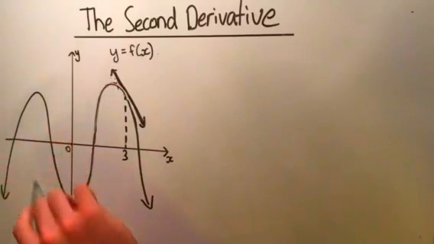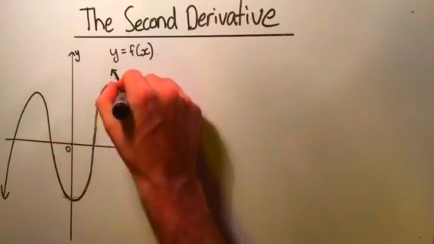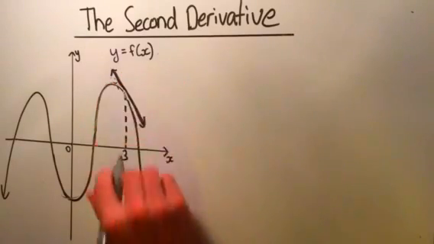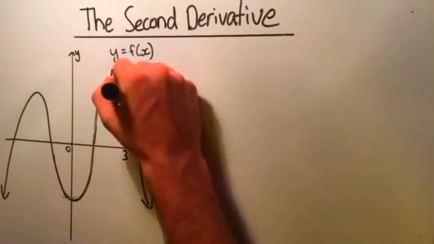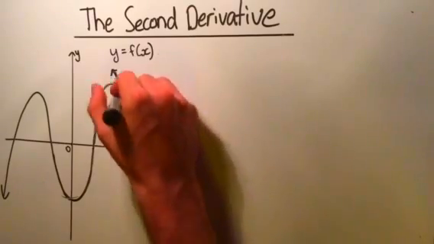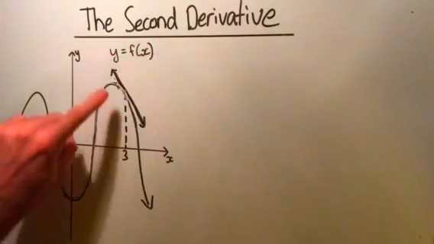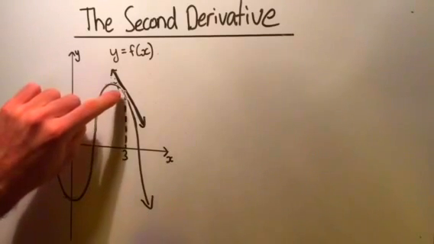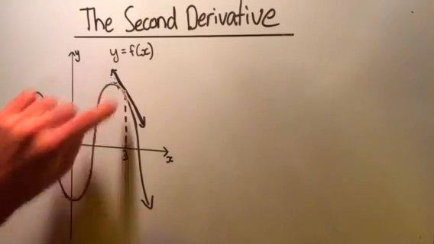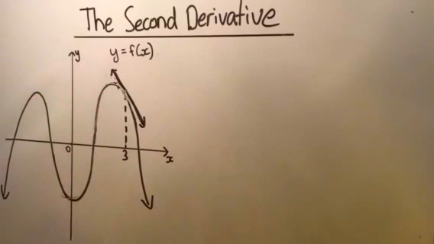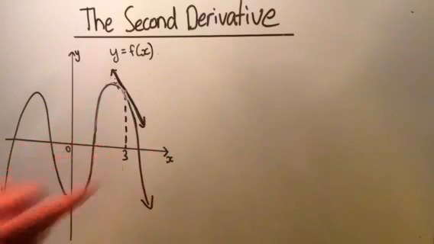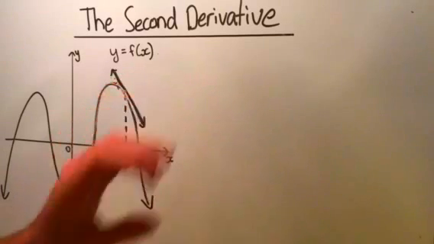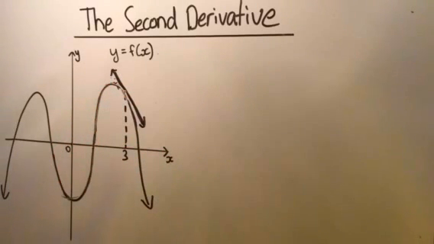Now, with this graph, I've drawn a tangent at the point where x equals 3. We know that if we want to find the gradient of that tangent, how steep the curve is at that exact point, then we use the first derivative, and we can just replace x with 3 in that derivative equation. Okay, but what about when we want to use the second derivative?